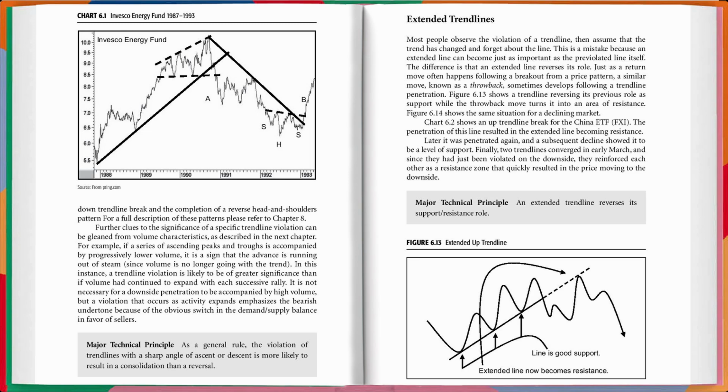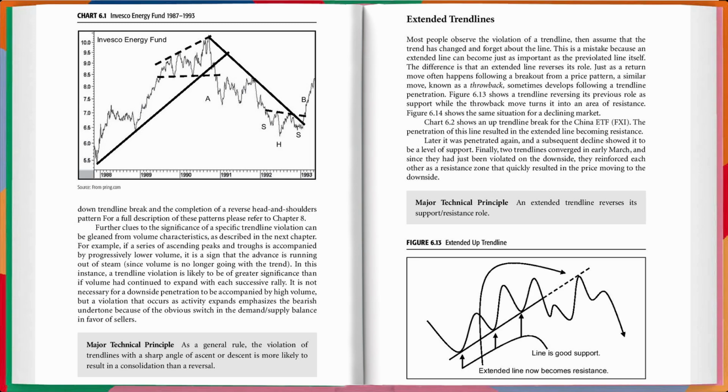As a general rule, the violation of trend lines with a sharp angle of ascent or descent is more likely to result in a consolidation than a reversal. Extended trend lines. Most people observe the violation of a trend line, then assume that the trend has changed and forget about the line. This is a mistake because an extended line can become just as important as the pre-violated line itself. The difference is that an extended line reverses its role.